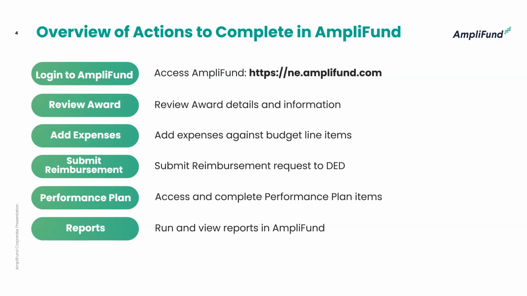For those of us that are new recipients or are new to Amplifund, you'll be receiving an invitation into the system to manage your award as soon as that's available. And depending on the program with which you're managing, when that invitation is sent will vary. Some will come in the first week of June. Some may be coming between today and tomorrow. So be on the lookout for those invitations if you haven't already received one. And just remember that the URL to access Amplifund is ne.amplifund.com.